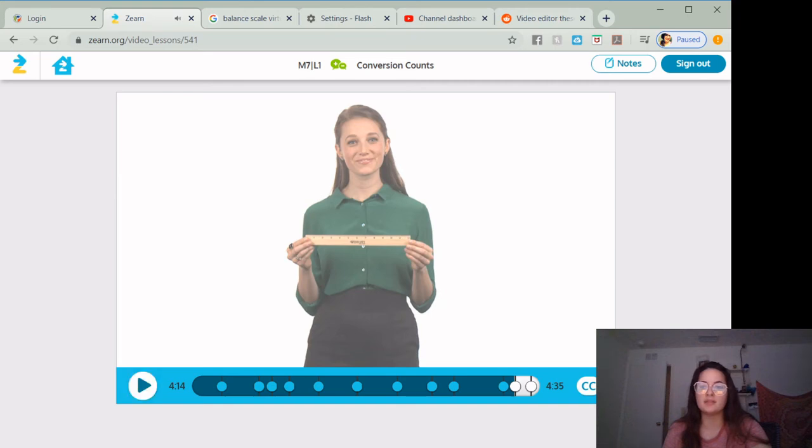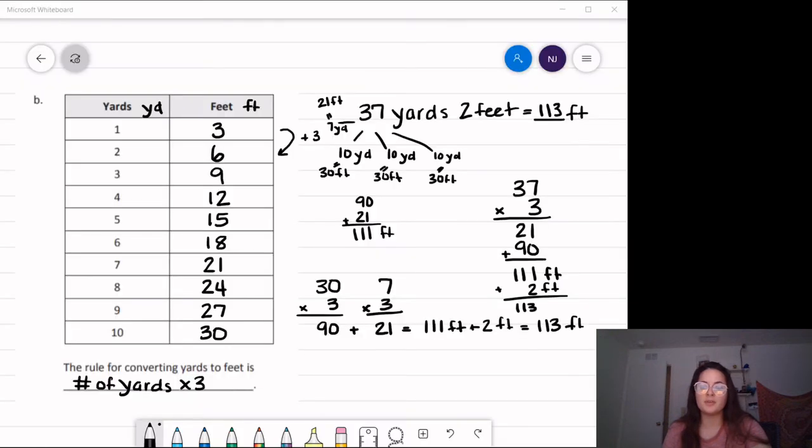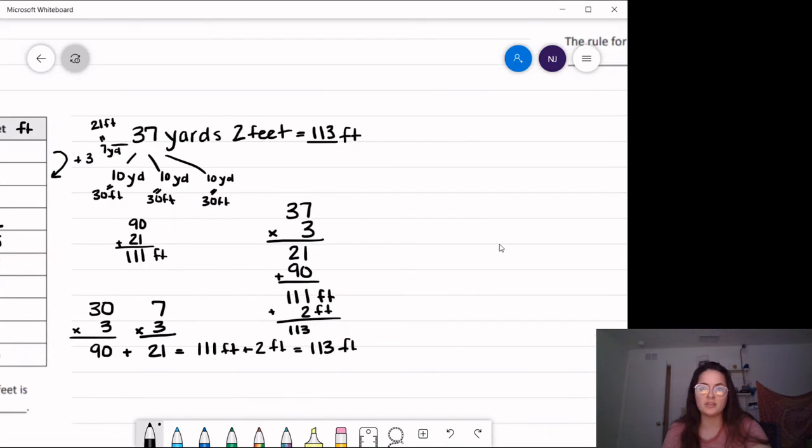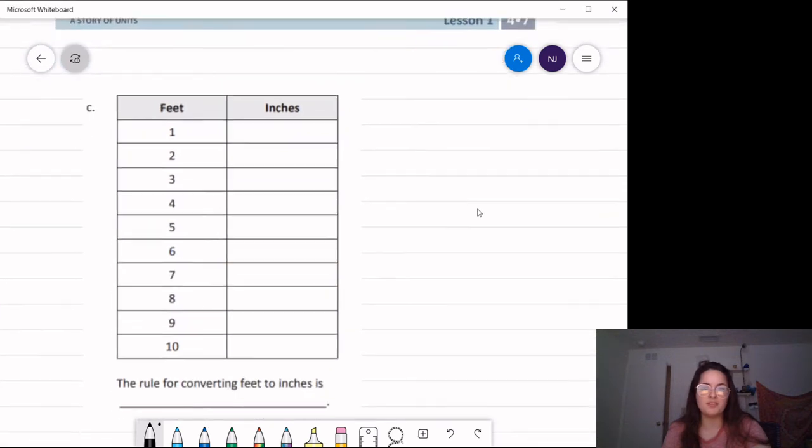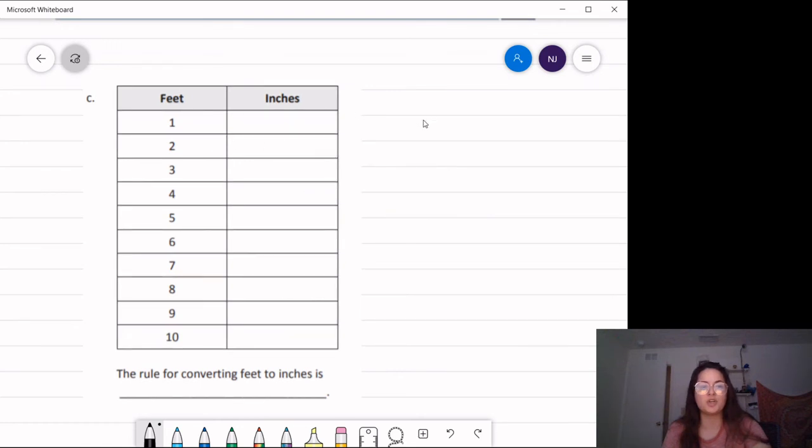All right. So now we are ready to finish filling out the feet to inches chart. So how many inches are in 1 foot? We said that there are 12 inches in 1 foot. So go ahead and pause the video to fill out the rest of this chart using whatever strategy you like, and then play it whenever you're ready to go over the answer.